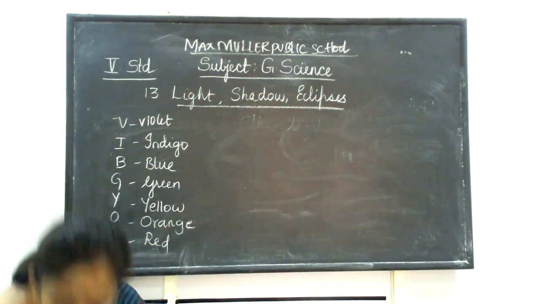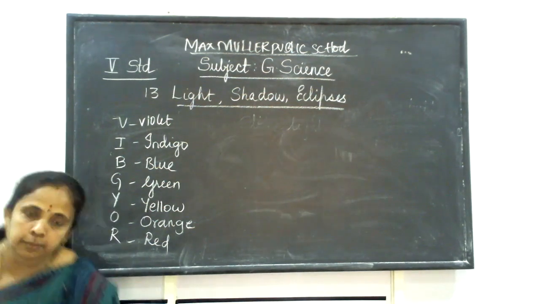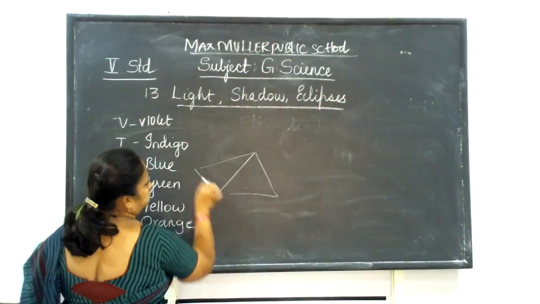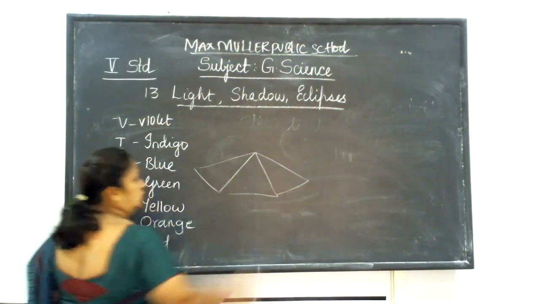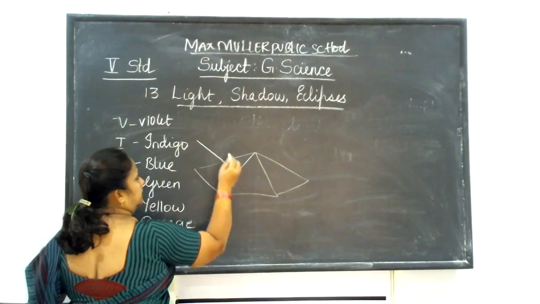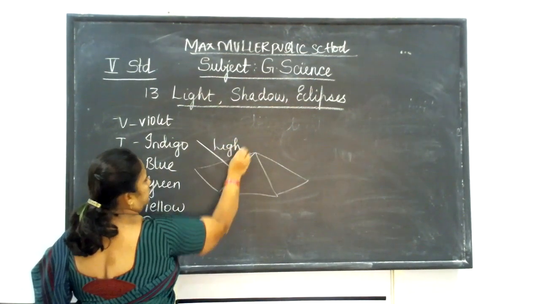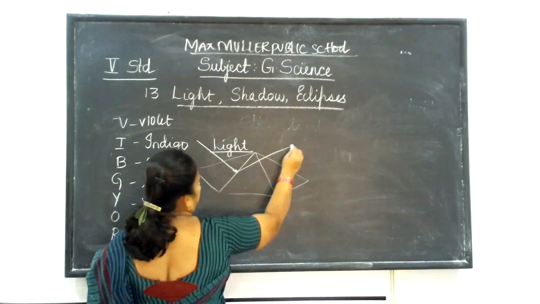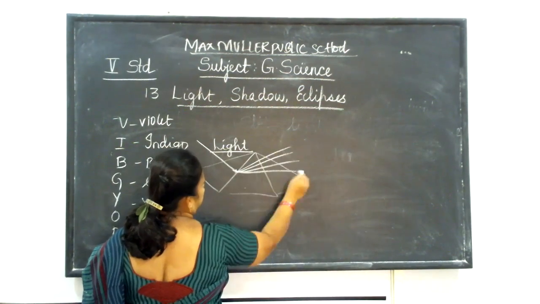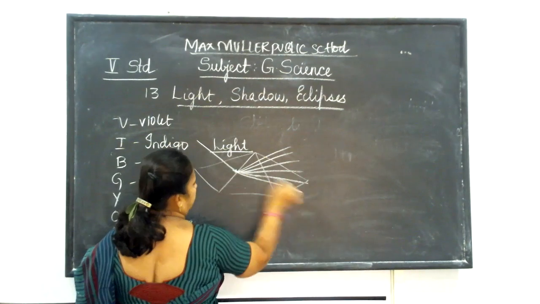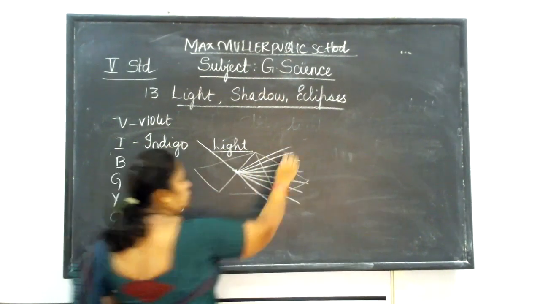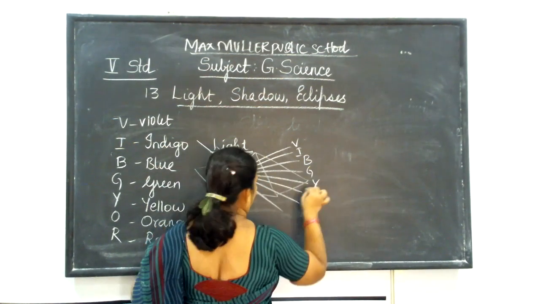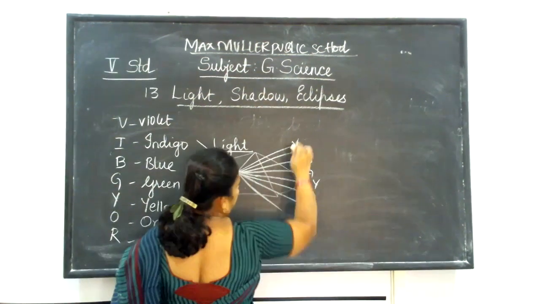Okay. So this can be shown when white light passes through a prism. There is a geometrical shape called a prism, like this. When the white light falls on this, you can see the picture of the light spreading into 7 colors: violet, indigo, blue, green, yellow, orange, and red.